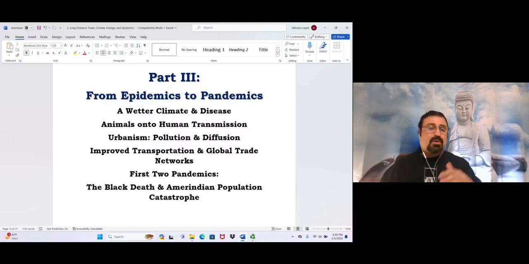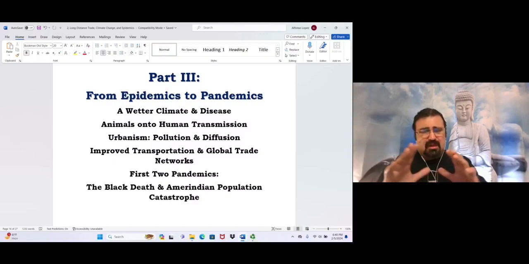As merchants are moving commercial goods, they're not only moving commodities and luxury items, they're also moving ideas, but at the same time, they're also moving germs as well. So this is going to be yet another factor why epidemic disease by, let us just say, the 13, 14, and 1500s and beyond turned into pandemics.